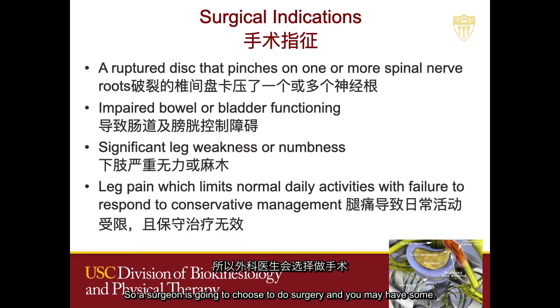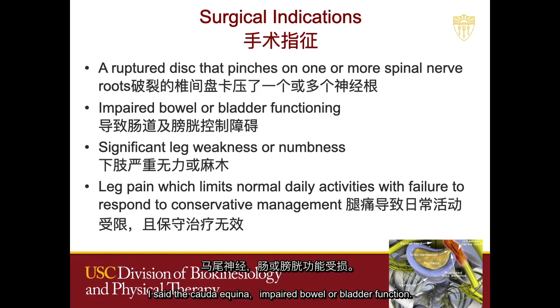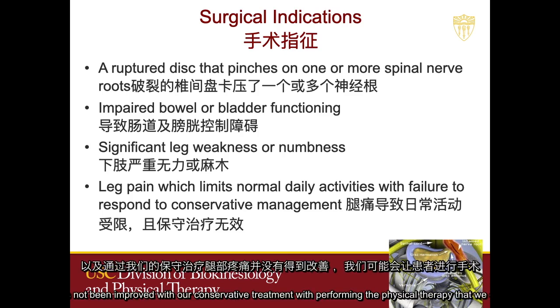So a surgeon is going to choose to do surgery, and you may have some conversation about this with the surgeon as well, if there's a significant amount of spinal nerve impingement that's leading to those myotomal, dermatomal weaknesses or sensation problems. And then, like I said, the cauda equina, impaired bowel or bladder function, and then just leg pain that has not been improved with our conservative treatment, with performing the physical therapy that we could perform non-operatively.